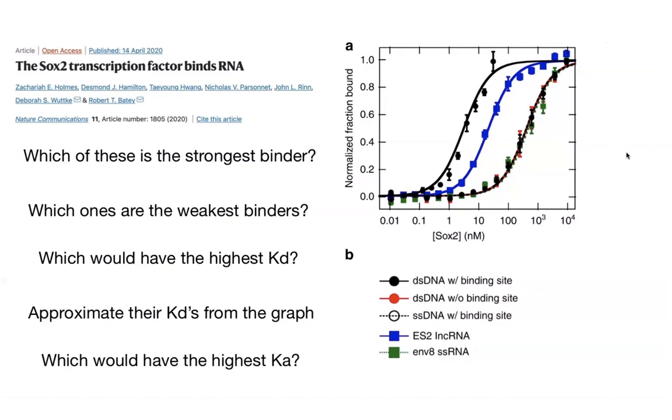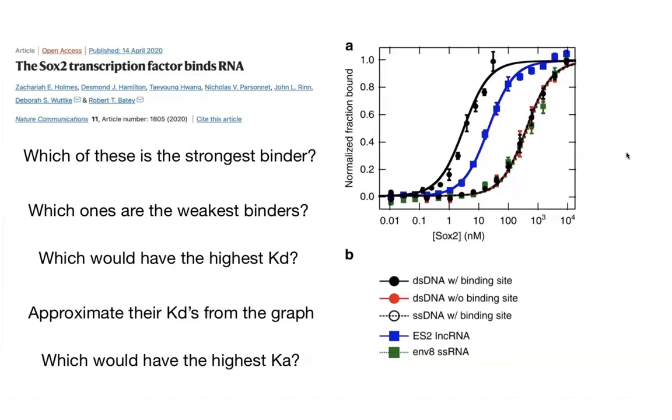So which of these is going to be the strongest binder? Remember, the strongest binder is going to be the one that you need less of the other partner in order for half of it to be bound. It's going to be the thing with the lowest KD, and in this case, it's going to be the black one that's on the left.